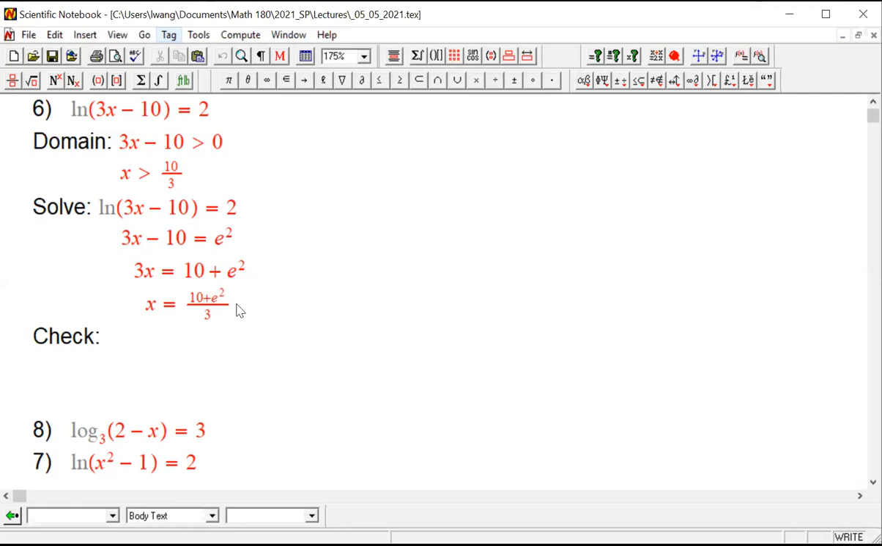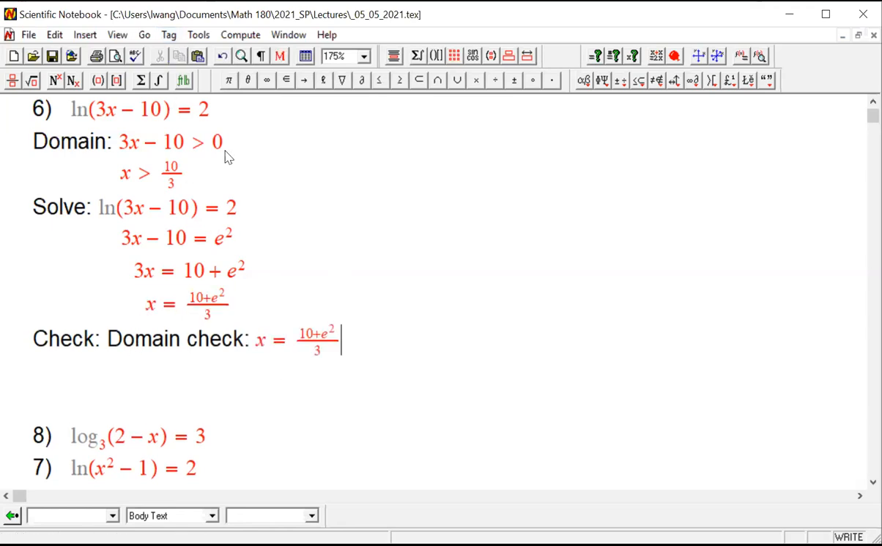Okay. Is this in the domain? The first thing, of course, you look at is the domain check, right? If you compare this number, obviously this number is larger than 10 over 3. So domain check, no problem. You can see the numerator here is larger than the other one, therefore the domain check is no problem.